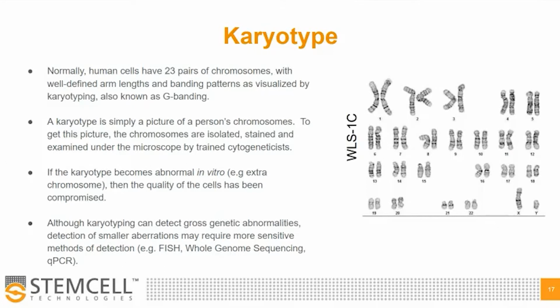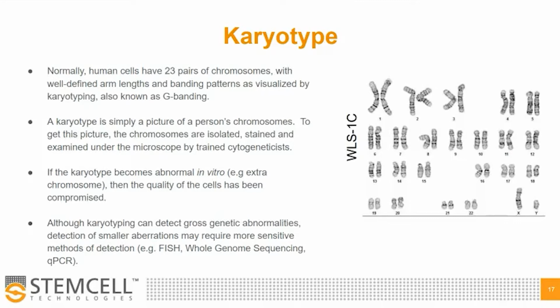If the karyotype becomes abnormal over time, for example, an extra chromosome present in trisomy 12, then the quality of the cells has been compromised. Of course, this is for normal cell lines. There are lines that have abnormal karyotypes and are used for disease modeling. For example, cell lines with the Down syndrome karyotype.